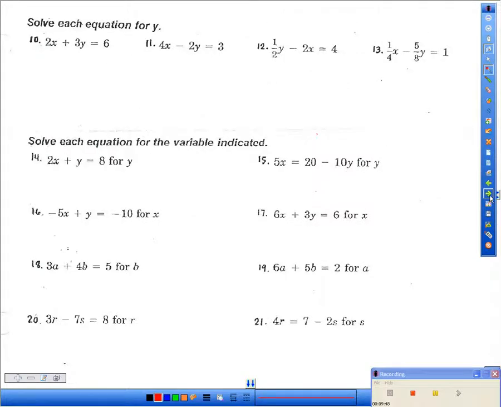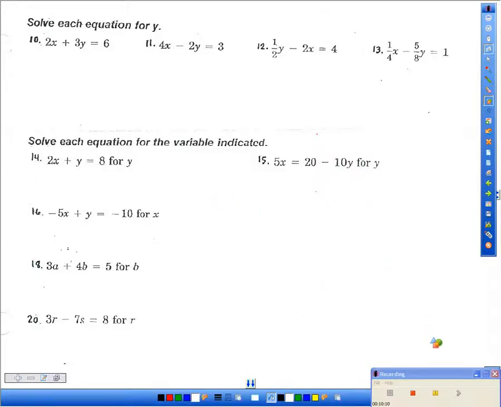On the next section, the directions say solve each equation for the indicated variable. So we're doing the same thing as we did on the last section, numbers 10 through 13, but it specifies which variable we're solving for. So it might be x, it might be y, it might be a or s. Okay, so we are still just doing the odd numbers on this section. So let's look at number 15.